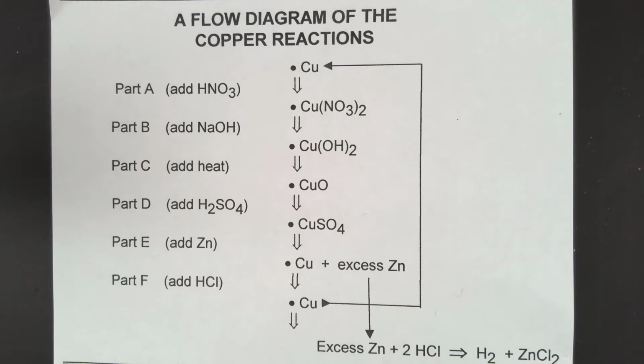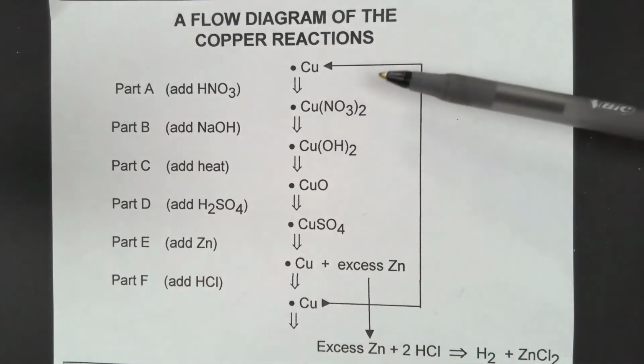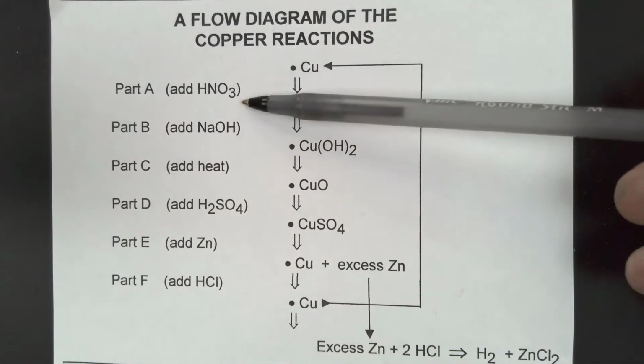Today we'll be doing the Copper Cycle lab, and basically what it is, it's sort of proving the law of conservation of mass, but we'll also learn how to write net ionic equations with this lab. So copper is going to be run through a series of reactions, and if you look at this flow chart, we will weigh out some copper, then we will add nitric acid.